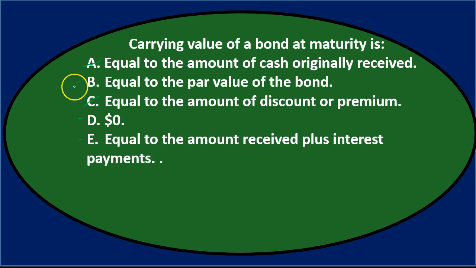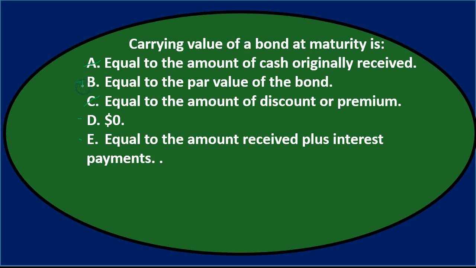So, in other words, between B, D, and E, B says equal to the par value of the bond. And that's going to be like the face amount of the bond. So at maturity, that's really what you're going to be left with.